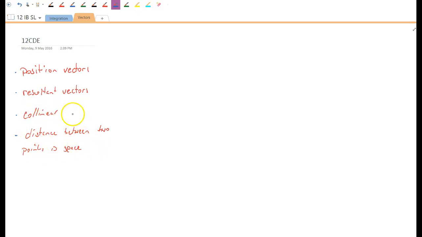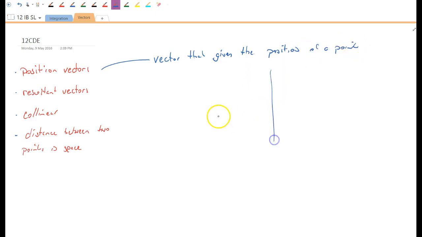Okay, so position vectors. That's a vector that gives the position of a point. This is familiar in that we're familiar with the XY coordinates, aren't we? And so this is exactly the same. So if we've got a point, maybe down here at 5, minus 2, then the vector that describes the position of that point will be 5, minus 2.